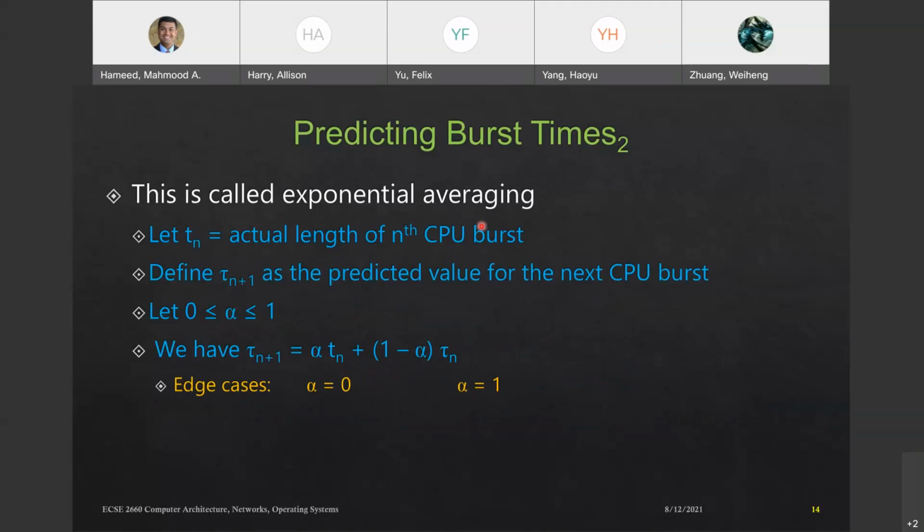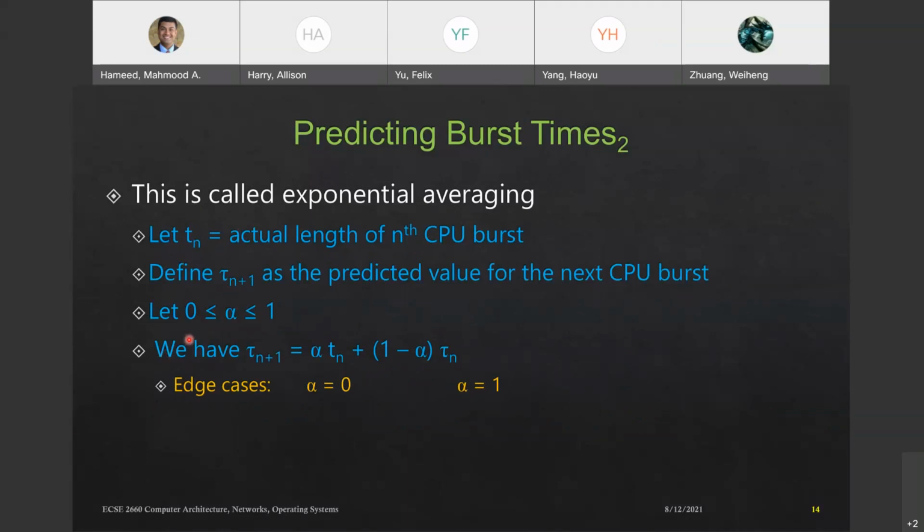Next, this is called exponential averaging. So what are we doing? We are using t sub n as the actual length of the nth CPU burst. So this is actual, which means that this is the measured one for t. Let's define tau sub n plus 1, the predicted value for the n plus 1th CPU burst, for the next CPU burst.